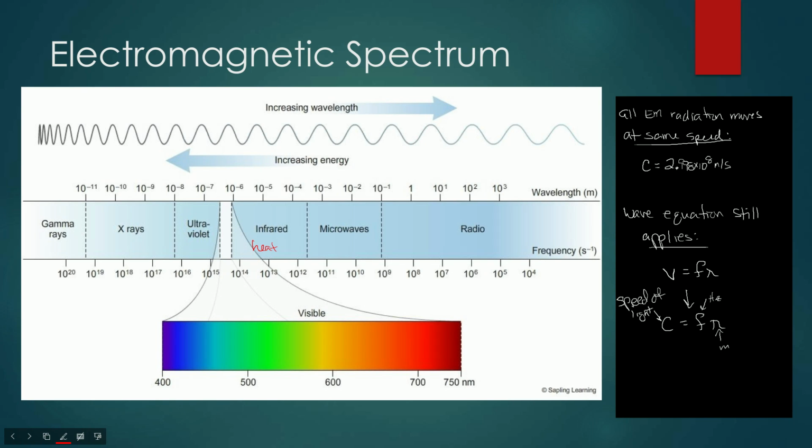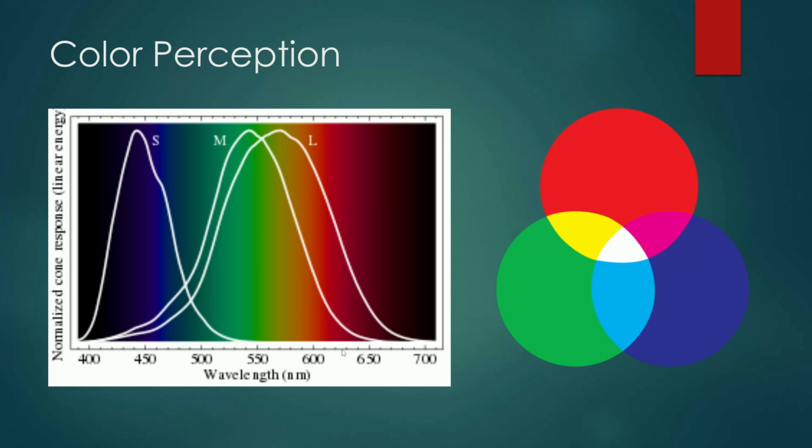Okay, we'll see that when we start talking about quantum mechanics. Okay, so those are kind of the mathematical, physicsy type of stuff. So let's talk a little bit about color.